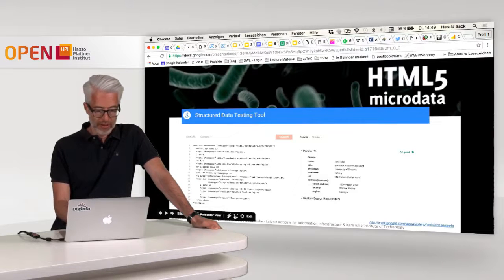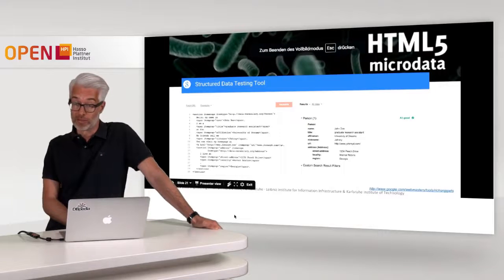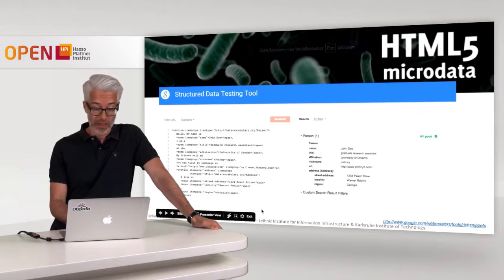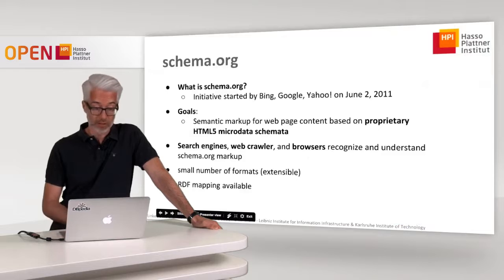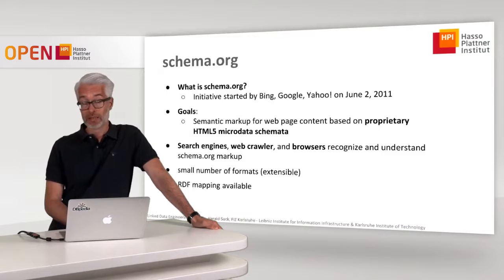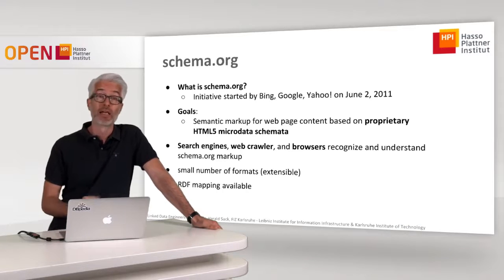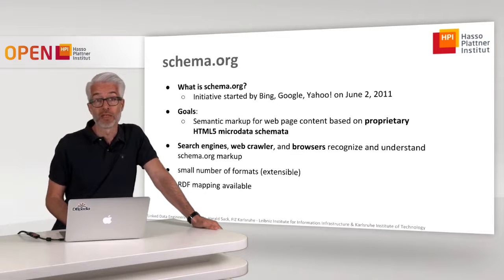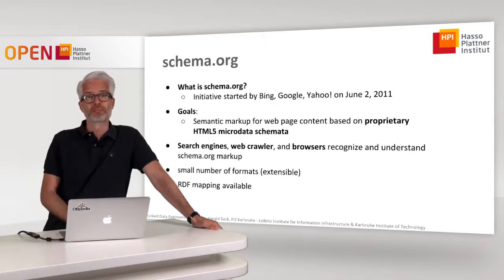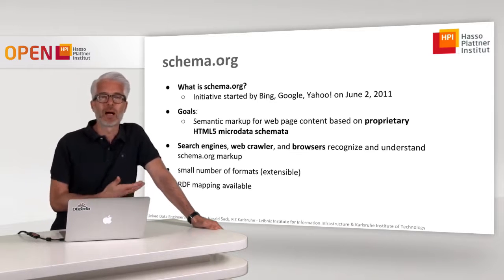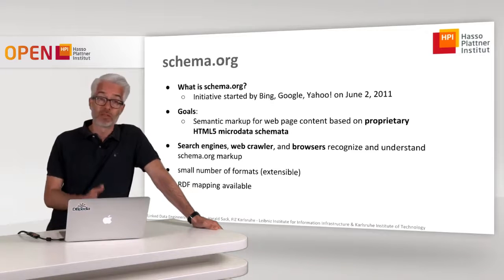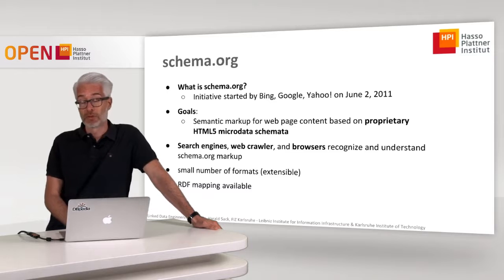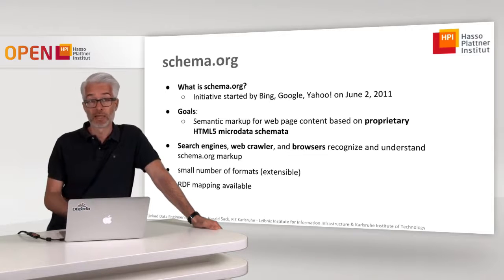Okay, let's continue to the most prominent microdata vocabulary. And the most prominent vocabulary, as I've already told you, is schema.org. Schema.org is a vocabulary which was started on an initiative of Bing, Google, and Yahoo, which were in 2011 the major search engines. This is now about 5 years ago. And the goal, of course, was to create some kind of semantic markup for web pages based on proprietary HTML microdata schemata. So they did not agree to RDF, but they are using schema.org nevertheless.